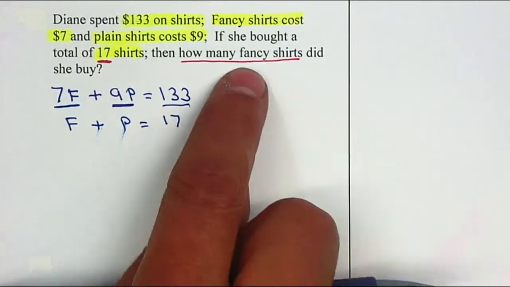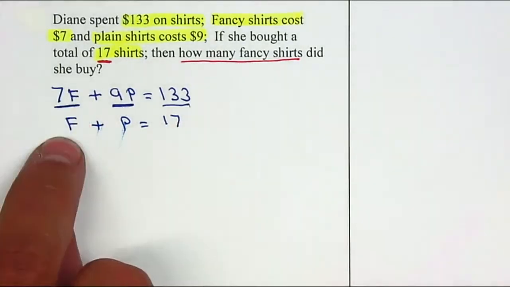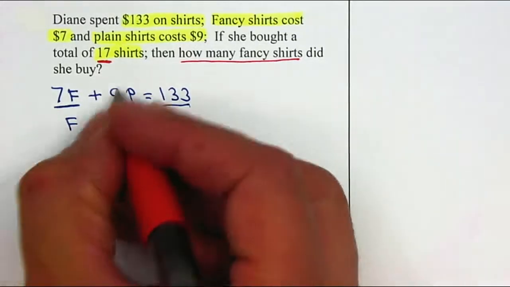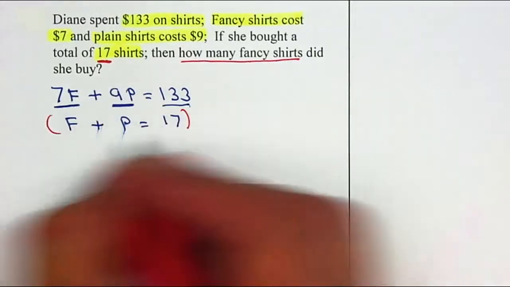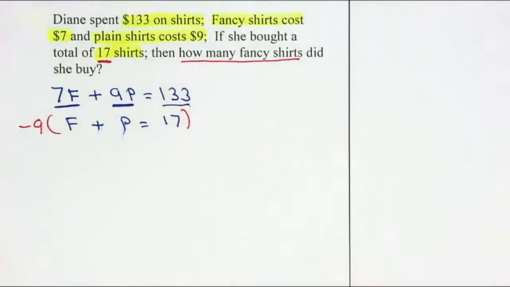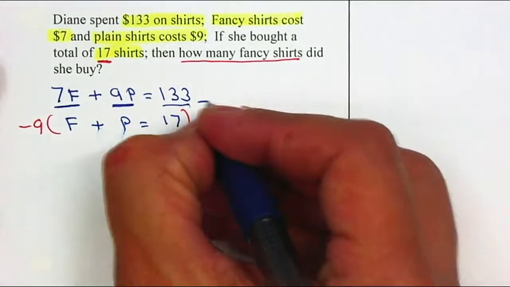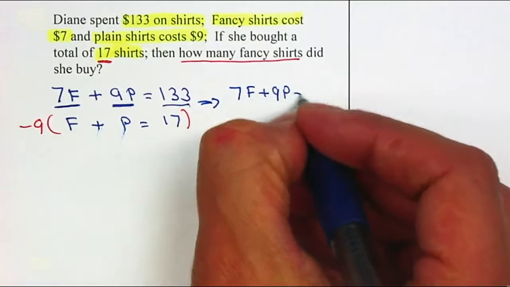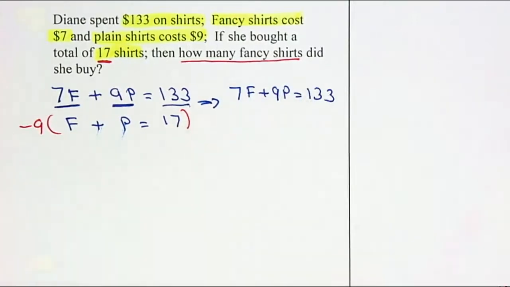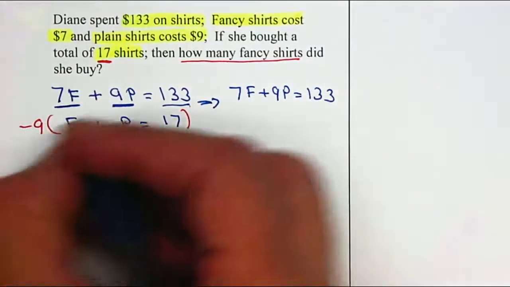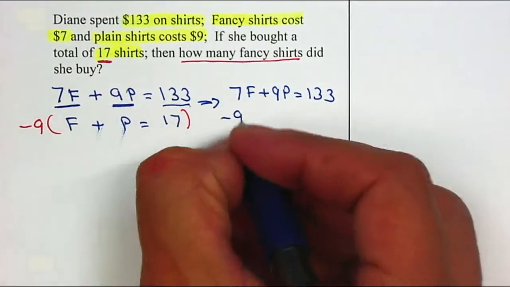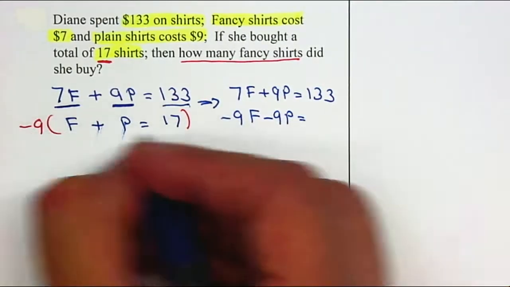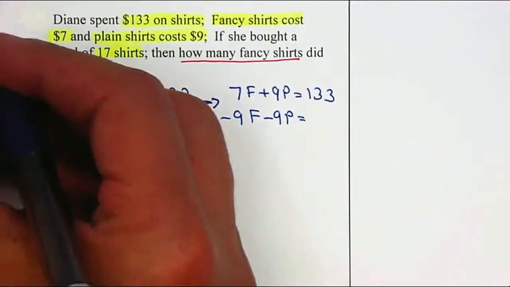It's asking for how many fancy shirts. Therefore, I'm going to cancel the P, so I'll give my answer right away. To cancel the P's, I'm going to multiply by -9. My first equation will stay the same: 7F plus 9P is equal to 133. My second equation gets multiplied by -9: -9F minus 9P, and multiply 17 times 9.